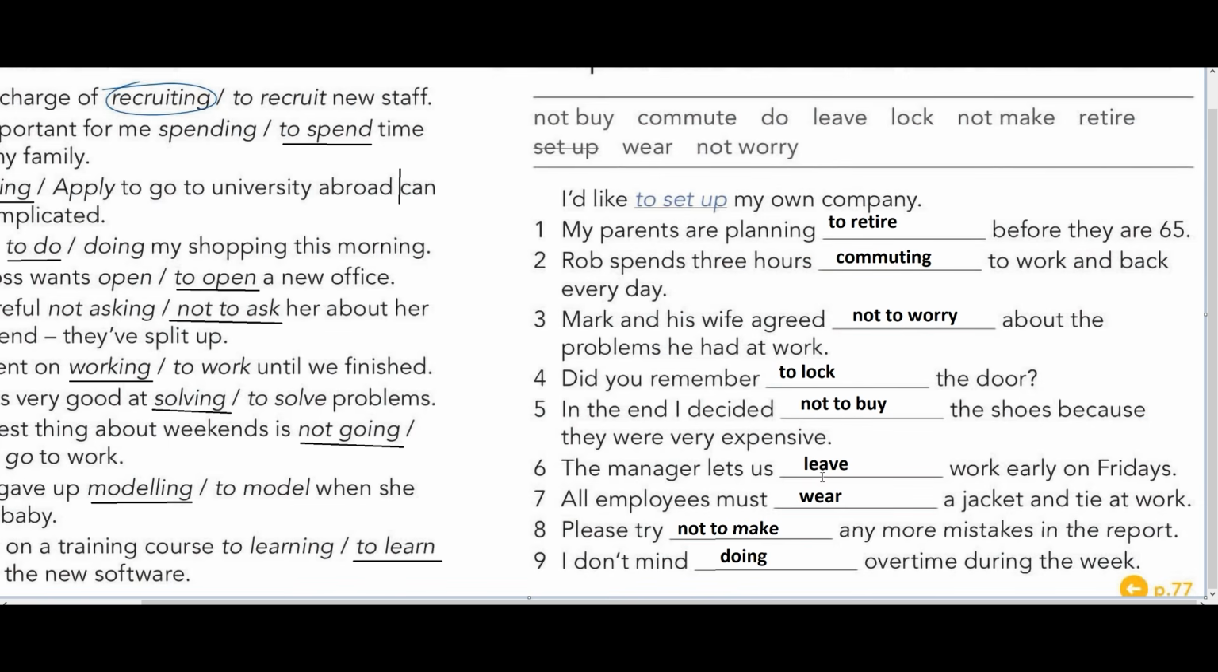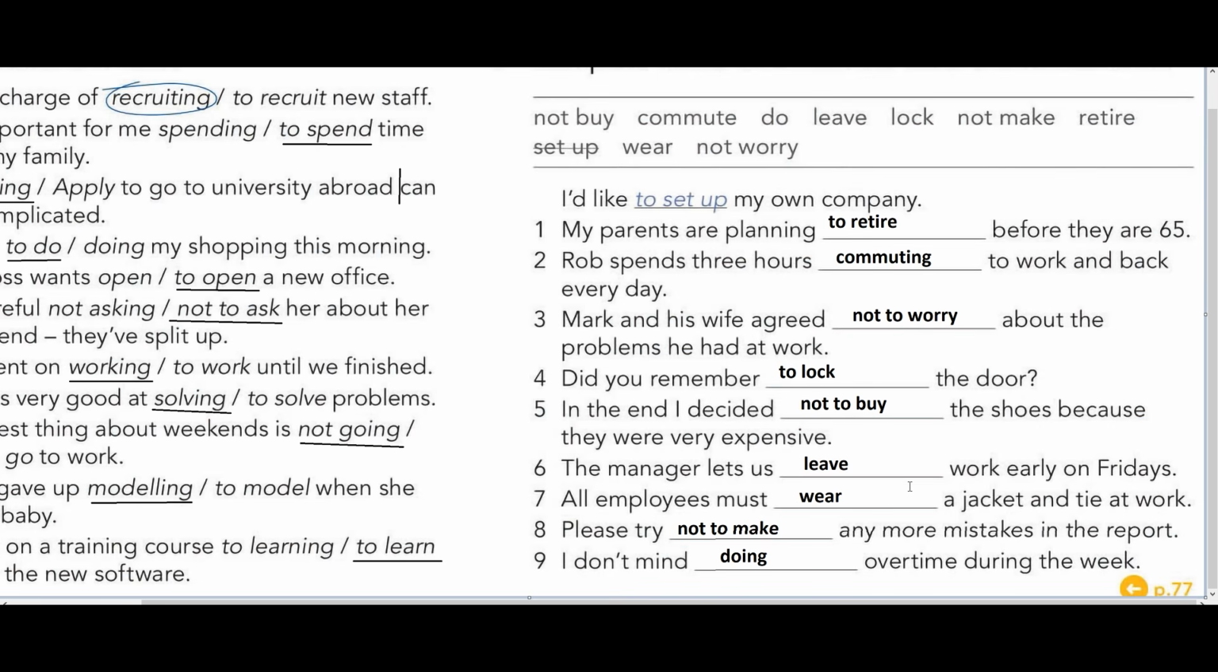The manager lets us leave work early on Fridays. All employees must wear a jacket and tie at work. Please try not to make any more mistakes in the report. I don't mind doing overtime during the week. Okay, here we go. If you feel like it's not enough, it's completely okay, because we have some extra exercises that we are moving on to.